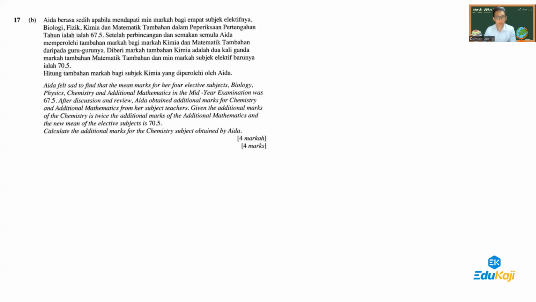Then, part B. Calculate the additional marks for chemistry subject. So, earlier we found the mean marks for 4 elective subjects was 67.5. After discussion and review, she got additional marks for chemistry and maths. Given additional marks for chemistry is twice the additional marks for maths, new mean is 70.5. Calculate additional marks for the chemistry subject.